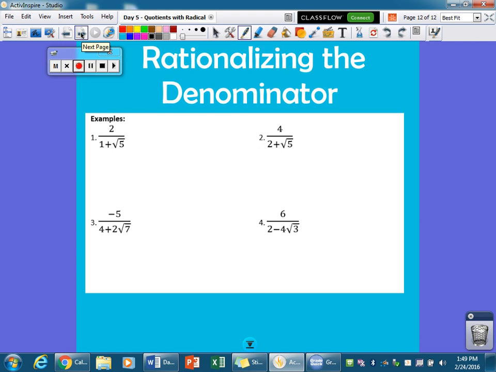All right, the first one: 2 over 1 plus the square root of 5. Again, we need to get rid of the radical in the denominator. So I need to multiply by 1 minus square root of 5. Remember how I'm doing the opposite: 1 minus square root of 5.